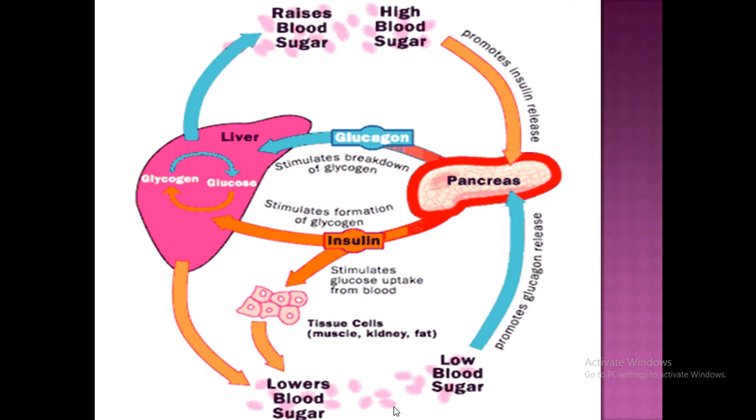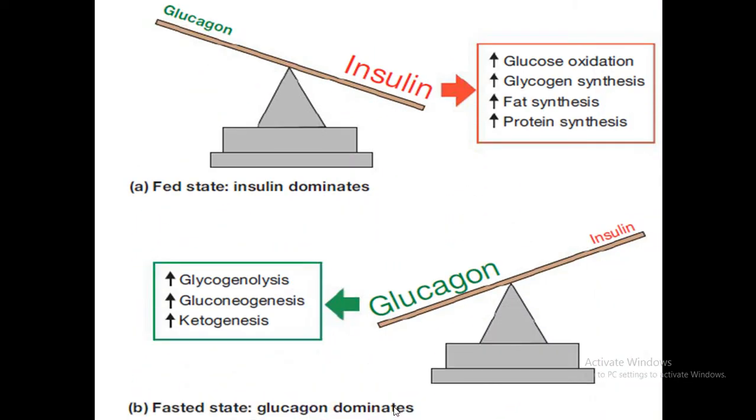One more diagram with some more explanation of how these hormones serve the body tissues. In the fed state, insulin dominates, while in the fasted state, glucagon dominates. I am showing all these diagrams so that the picture is clear to you, and also it will be easier to remember all these actions through the diagrams.